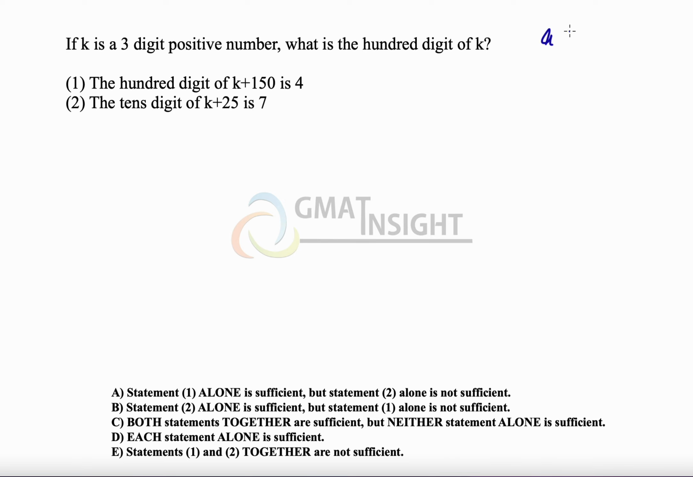So we have a, b, c, such kind of a number. We have to find the value of a. This is the unit digit, this is the tens digit, and a is the hundredths digit. The first statement says that the hundredths digit of k plus 150 is 4.